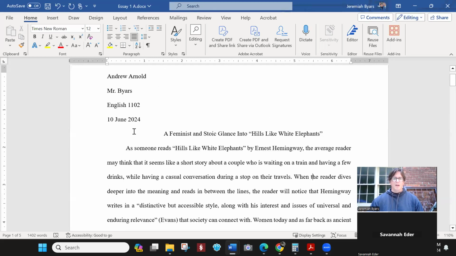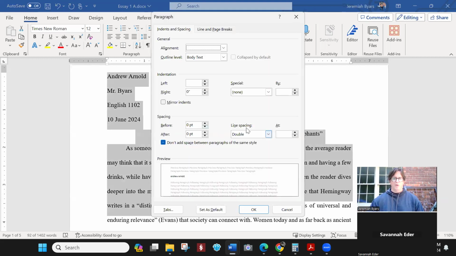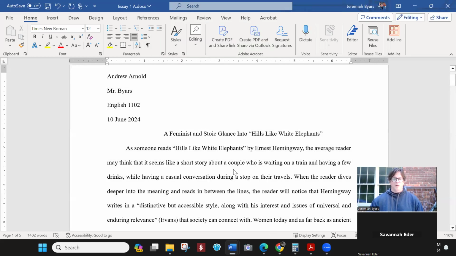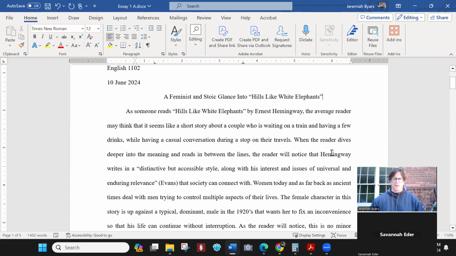Okay. Their lines are all correct. Okay. We have 0, 0, double. Look at that. 0, 0, double. Exactly how it should be. There's no extra spacing. The title is in quotation marks as I have instructed.